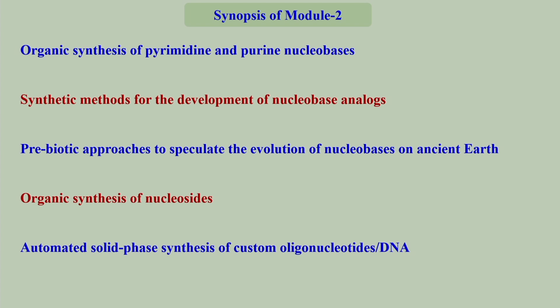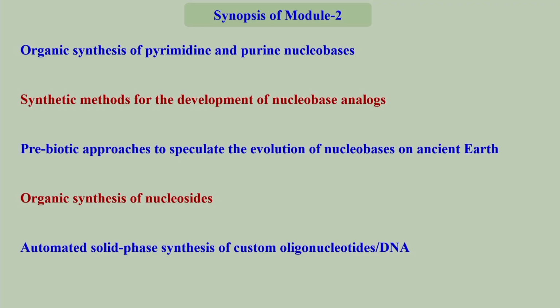Then we have seen the organic synthesis of the nucleosides, how you can couple the nucleobase with the sugar in both RNA and DNA. And then finally we have seen how a full length DNA, we call it full length DNA because that is how we understand it, or rather an oligonucleotide, can be synthesized using automated solid phase synthesis.